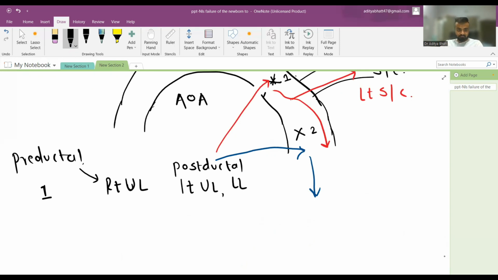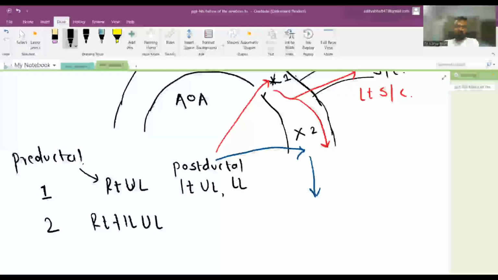because this red color line goes down also. Okay. While in type 2, right plus left upper limb is preductal, because the blue color marker joins the systemic circulation after the subclavian has arisen. So right and left side upper limb is preductal, while the lower limb stands to be postductal.